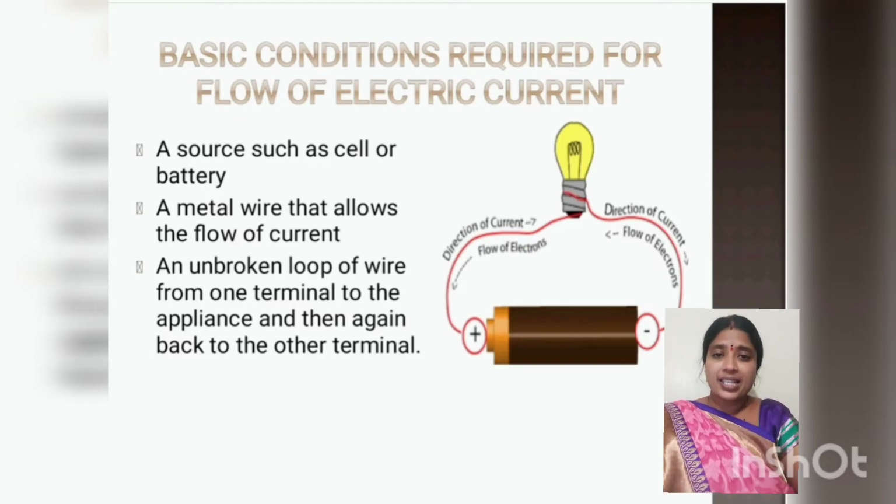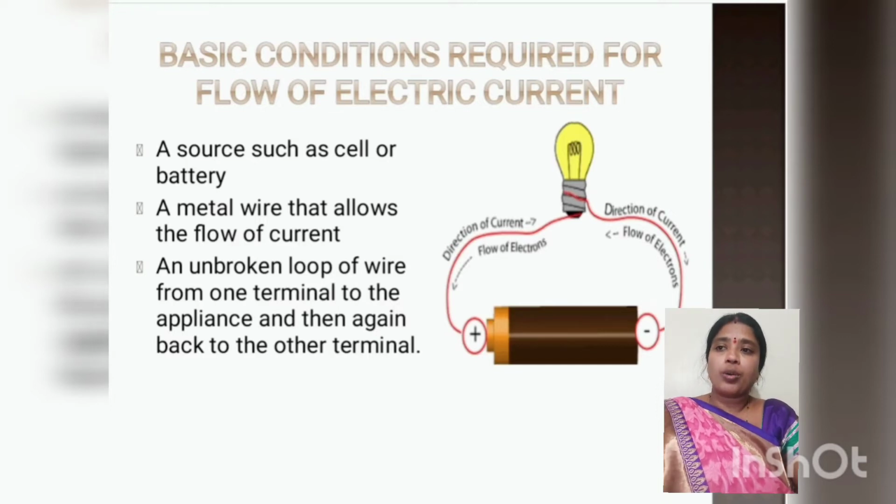So what are the basic conditions that are necessary so that the current will flow through any circuit? The first condition is, for the flow of current, you need a cell or a battery, a combination of cells or simply a single cell depending upon your use. Now a metal wire is also required to connect the two terminals of the cell. Why do we use metal wire? Because metals are good conductors of electricity.